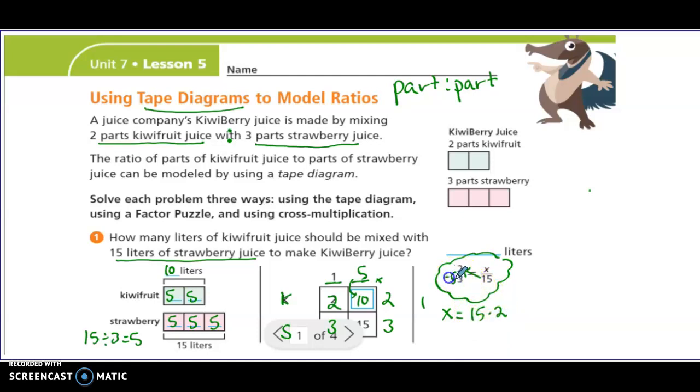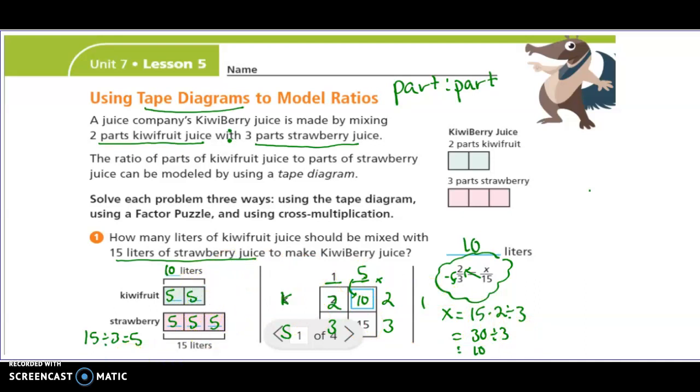Divide by the lonely guy here. He doesn't have a factor diagonally. And at this point, remember, calculators are allowed, and I lost my calculator. I closed the application. So 15 times 2 is 30, divided by 3, and I get 10 liters of kiwi fruit would be necessary. So I got the same answer, 3 for 3, batting 1,000. That's how tape diagrams work.